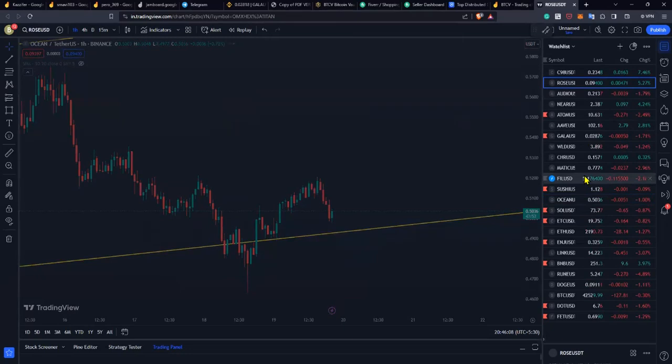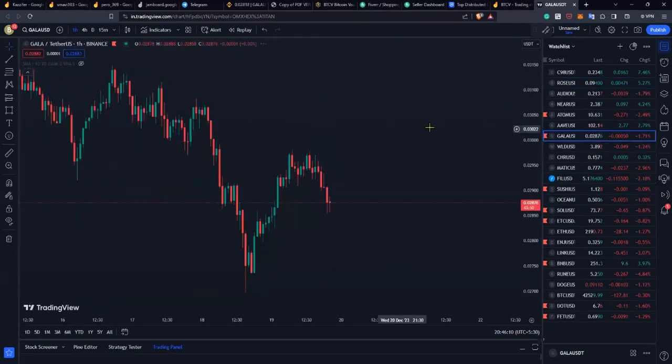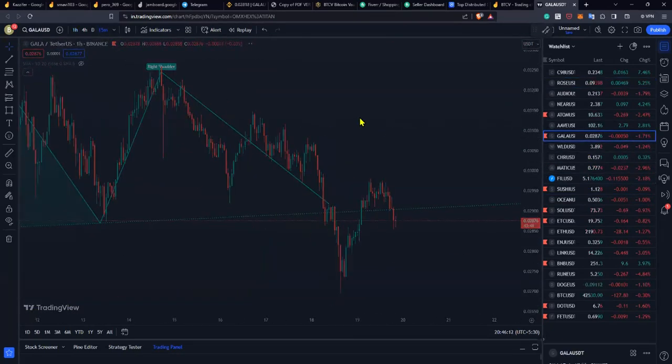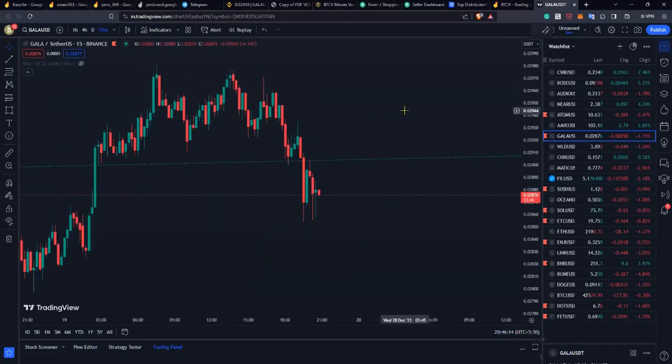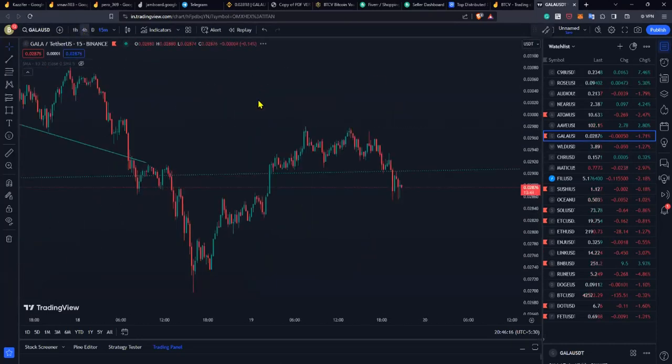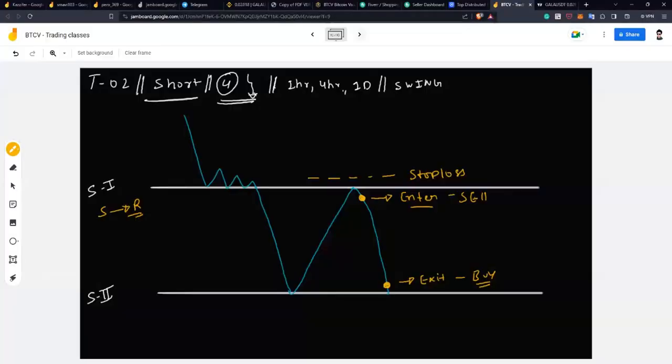Just 1 second. I have to check a coin actually. Okay, looks good. Okay. Now, I did not get any message, of course, but I hope you understand what a short position means.